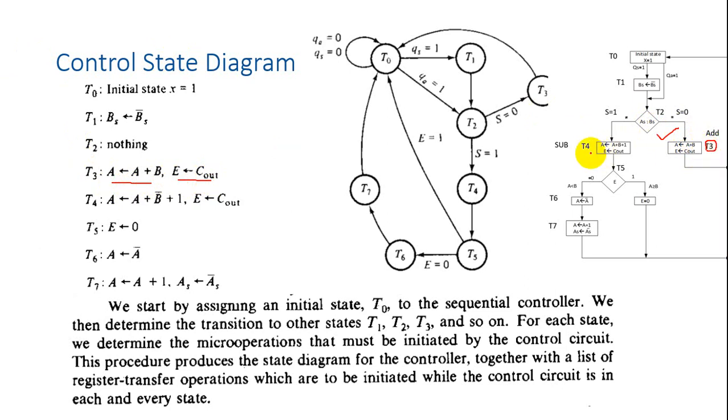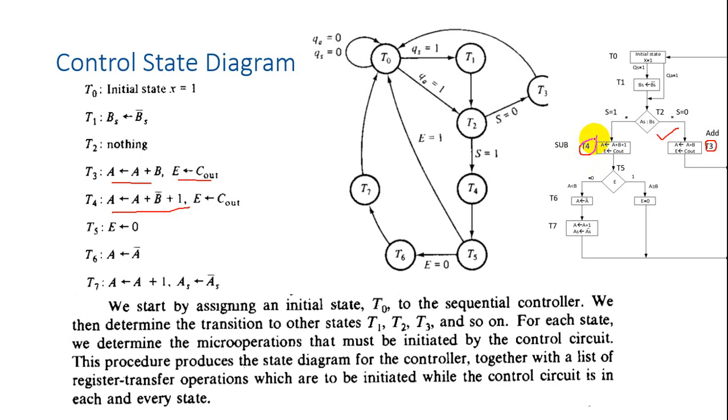At T4, what you do? You perform subtraction, A plus B bar plus 1. You see at T4, A plus B bar plus 1, that means A minus B. You perform subtraction and carry out goes to the E. That's at T4.